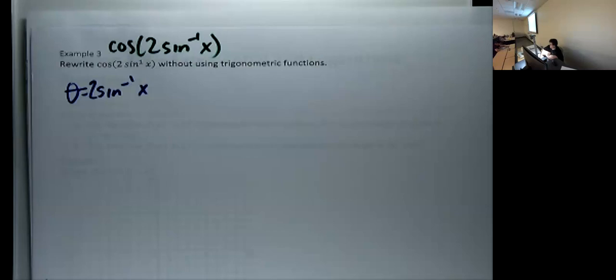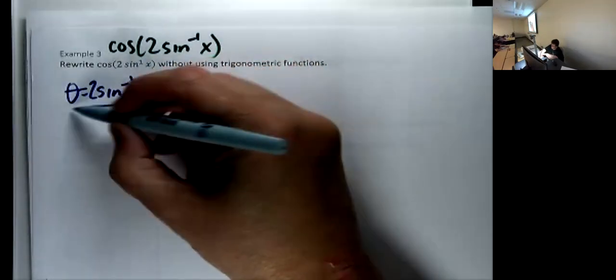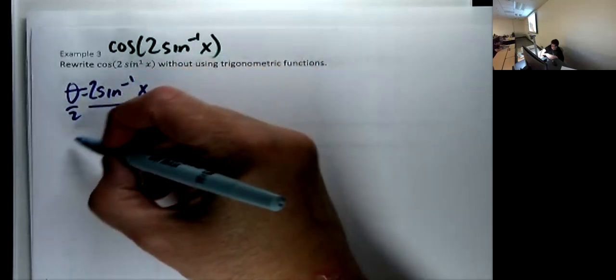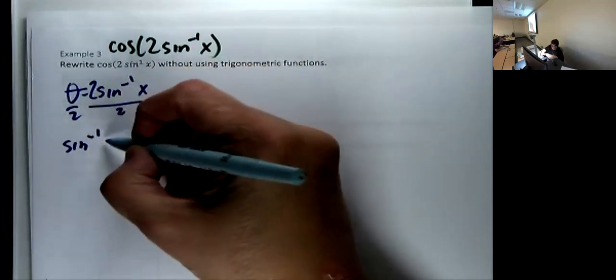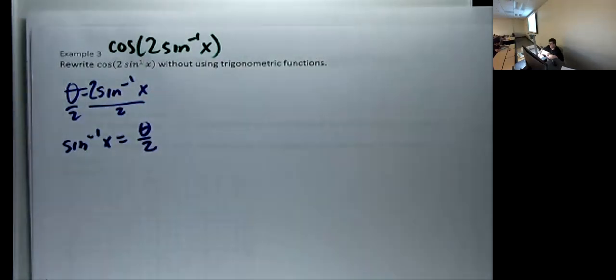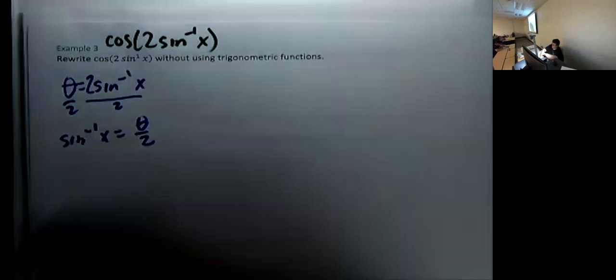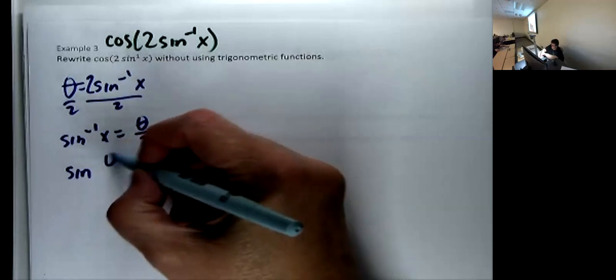This is a lot easier if I can write it as a sine theta rather than a sine inverse. So first off, I'm going to start by dividing by 2. And I get sine inverse x equals theta over 2. And we can hit it with the old swap. Sine theta over 2 equals x.